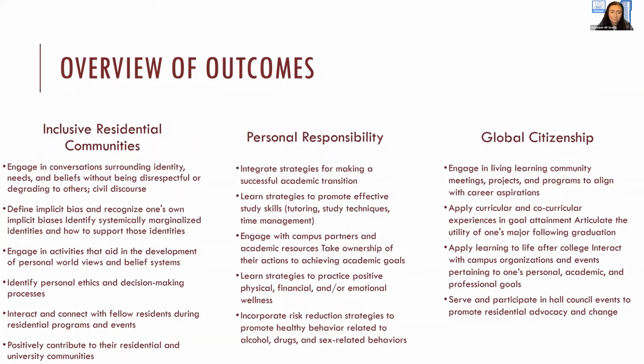So we want to help them identify, are those your values and your beliefs, or is it something else? Is it time to break free from those beliefs that you think you've held to be authentic? We want them to be able to identify personal ethics and decision-making processes. We want them to be able to make decisions without having to call home all the time. We want them to feel empowered to make those decisions that they need to make for themselves.